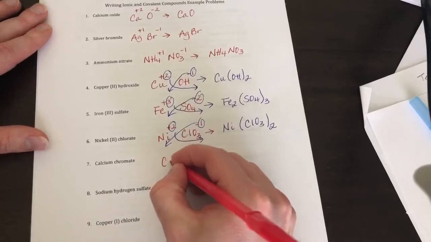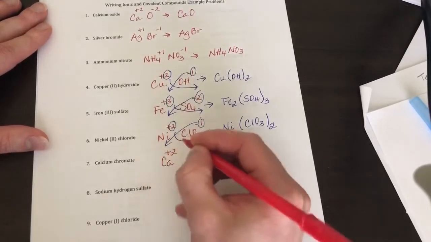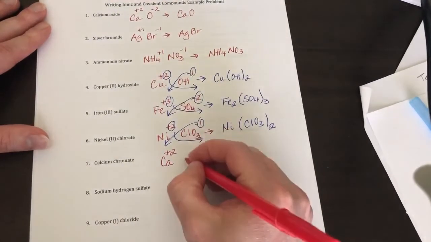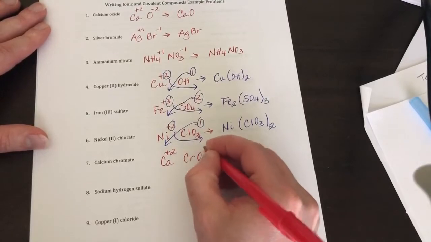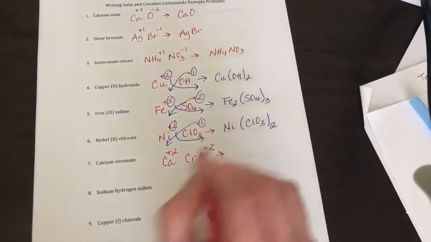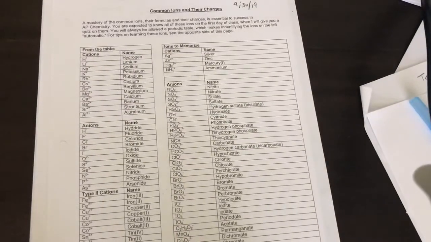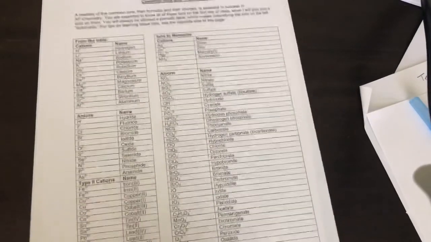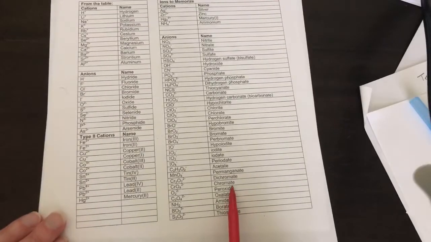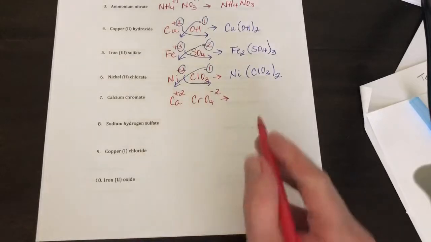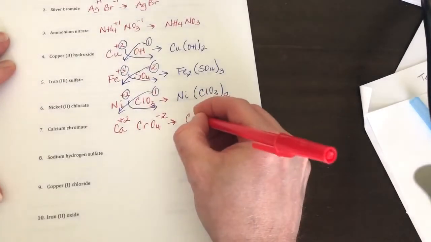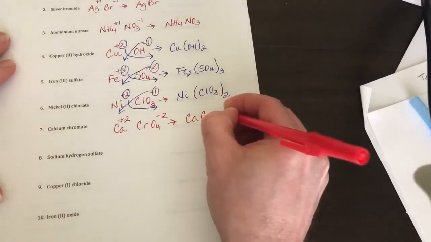Calcium, symbol for calcium is Ca. It has a +2 charge because it's in group 2. Chromate is CrO4 with a -2 charge. Okay, so chromate is right here, with a -2 charge. They're equal and opposite charges, so we don't crisscross anything.